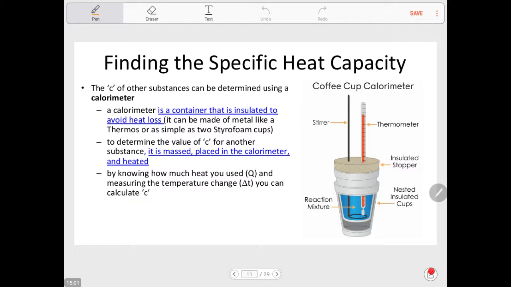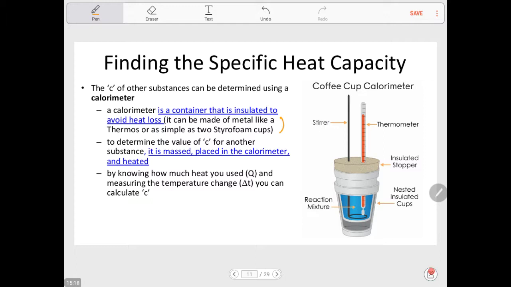When I was in school, we used this right here. It was made of 2 styrofoam cups. To determine the value of C for another substance, its mass is placed in a calorimeter and heated. So what I'm going to say to you here is this: I don't want you to really get into the details, but I am going to explain what's happening.